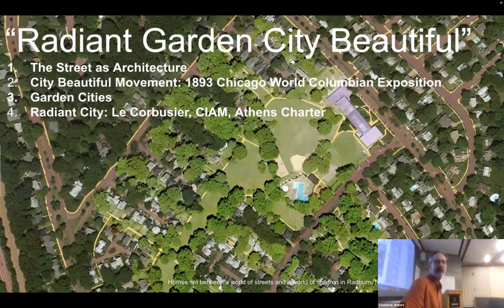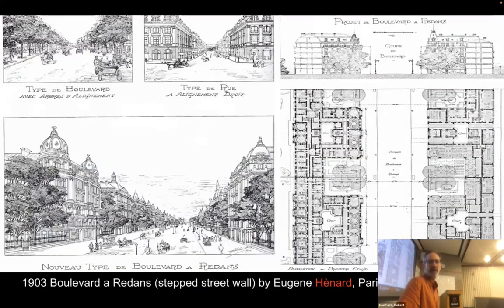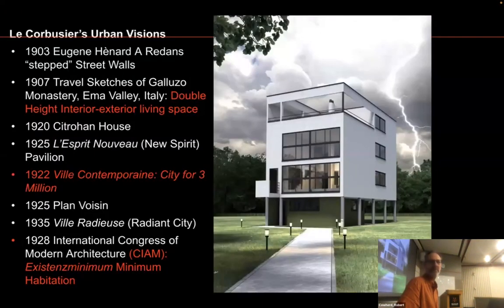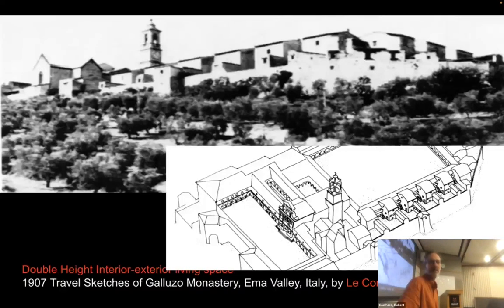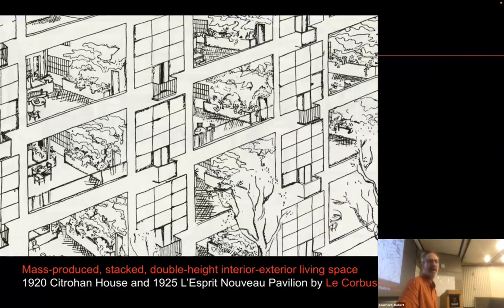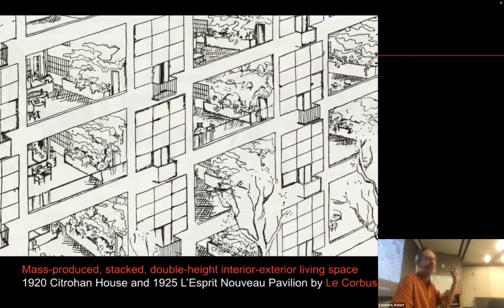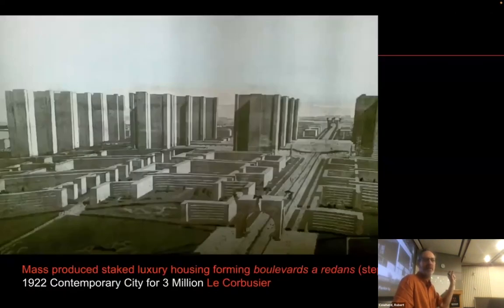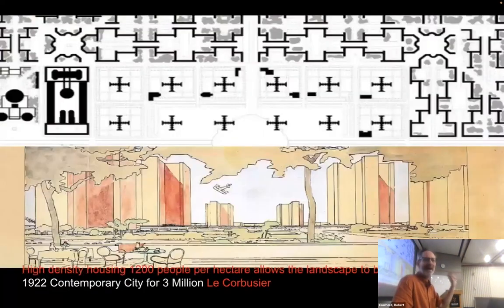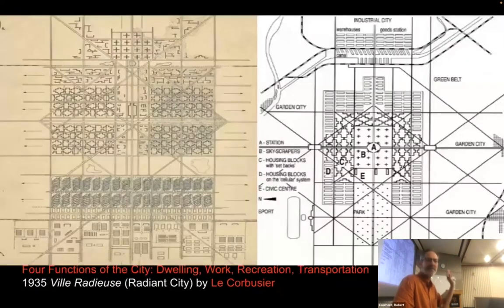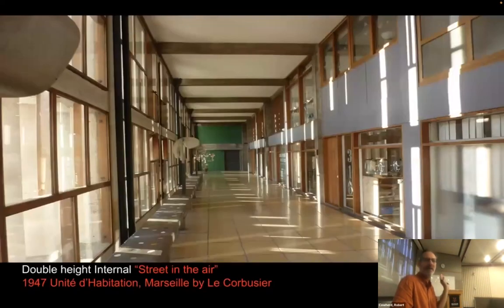So the third and final culprit here is Corbusier's radiant city ideas. He was inspired by a convent that he visited in Italy when he was younger. And the experience of living in this monk's cell at the monastery became the DNA of his multifamily dwelling ideas that were then assembled as modular units into towers, mid-rise and high-rise towers.